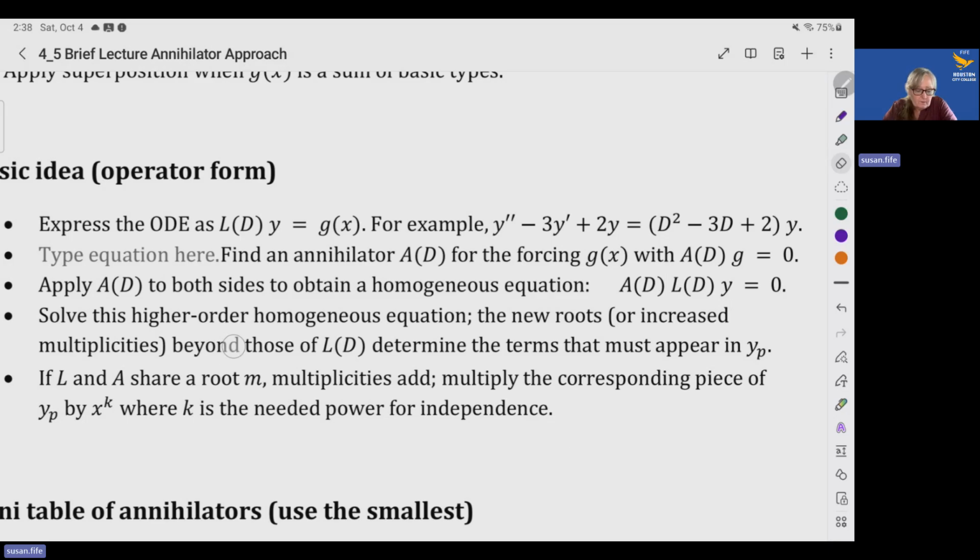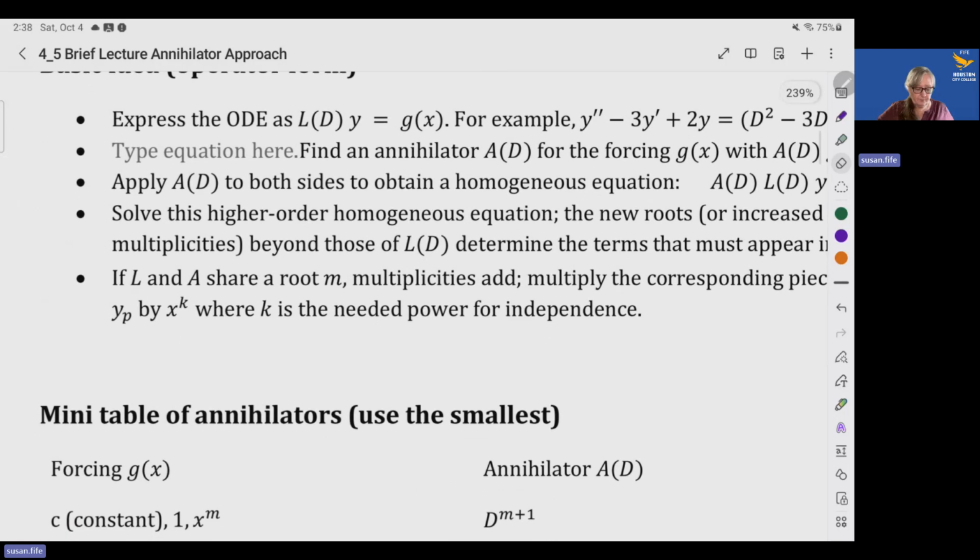We're going to solve that higher order homogeneous equation, and then the new roots or increased multiplicity beyond those of the L of D determine the terms that must appear in y sub p. If L and A share a root m, the multiplicities add. Multiply the corresponding piece of y sub p by x to the k, where k is the needed power for independence. That's similar to what we did before.